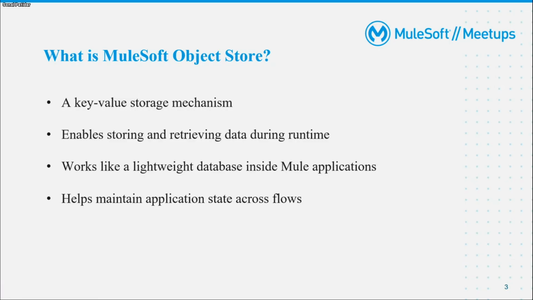Object store is basically a key value storage mechanism. It allows us to temporarily store and retrieve data during runtime. For example, our API needs to remember something temporarily, but as we all know, APIs are stateless, right? So where do we store that data? That's exactly where object store comes into the picture. We can think of object store as a lightweight database inside Mule applications that helps maintain state across flows.